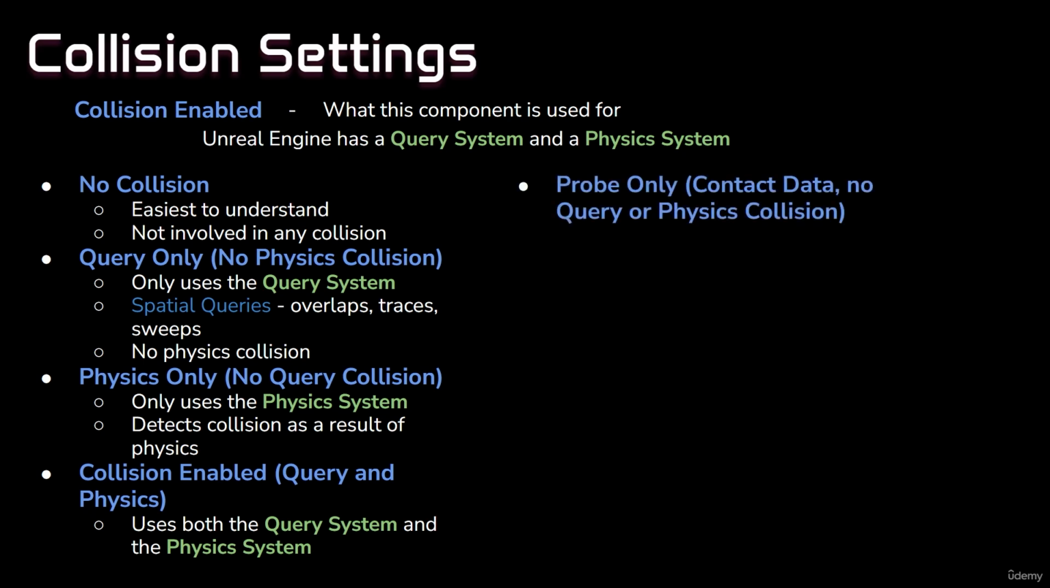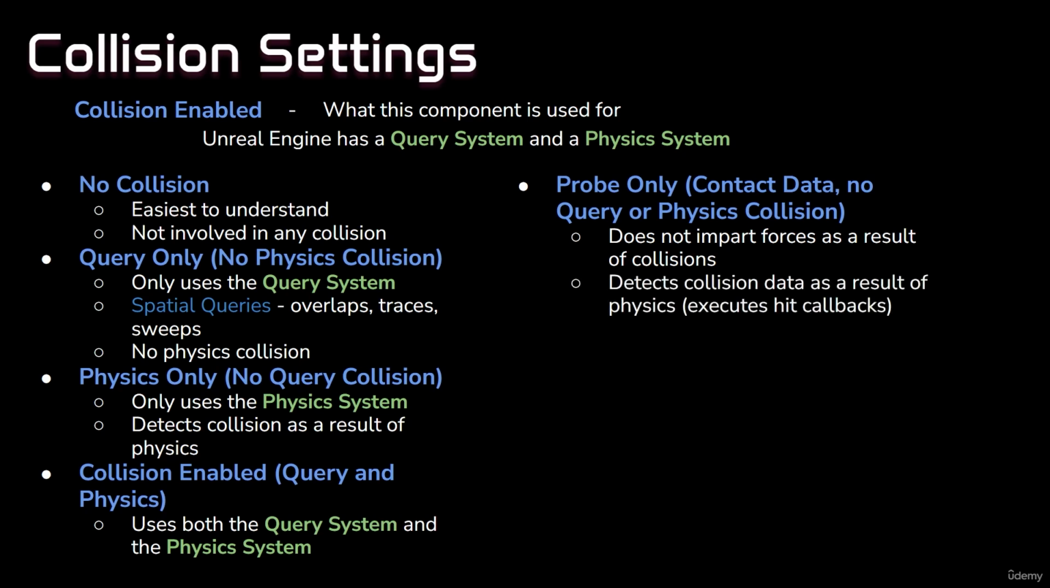Next, we have probe only, contact data, no query or physics collision. Objects using probe only do not get forces as a result of collisions. So even though they are involved in the physics system when it comes to calculations, forces will not be imparted on the object. However, these objects can detect collisions as a result of physics to execute things like hit callbacks, on component hit, for example. So we register the collision, but do not have forces applied as a result. Objects using probe only do not use the query system. So no spatial queries such as overlaps, traces, or sweeps.